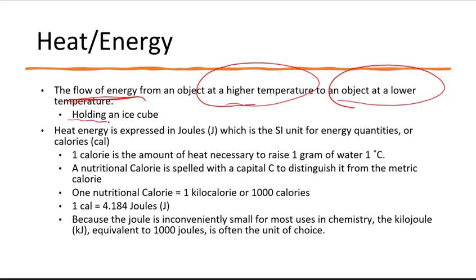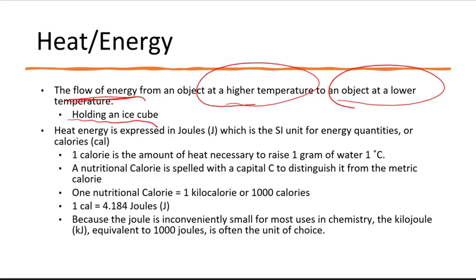Think about holding an ice cube. You hold an ice cube and what's going to happen? It's going to melt in your hand because you have a temperature of 98.6 degrees-ish. And that ice cube has a temperature of 0 degrees Celsius, which is 32 degrees Fahrenheit. So your warmer body is going to transfer heat to that ice cube, therefore making it melt.